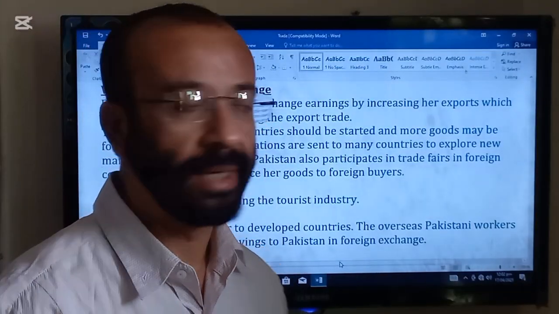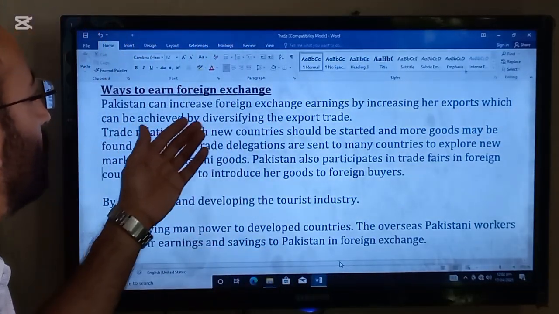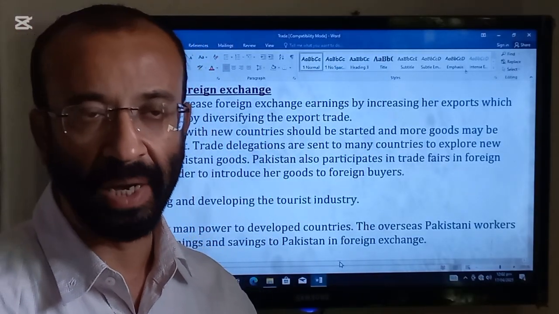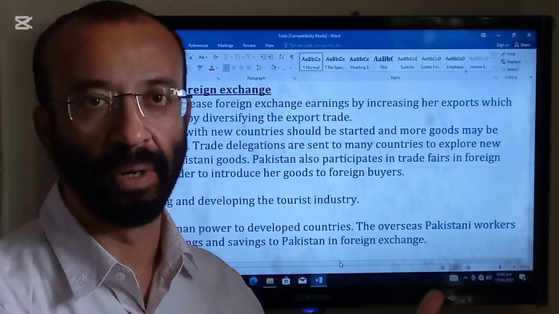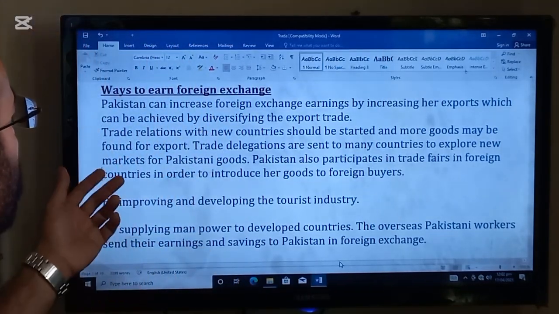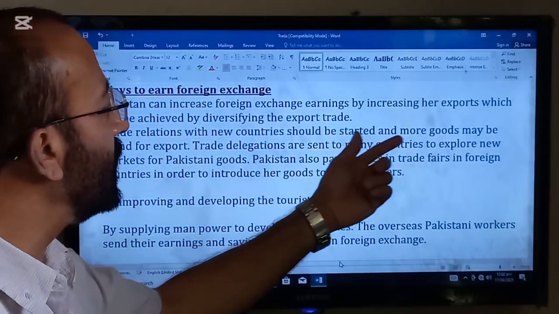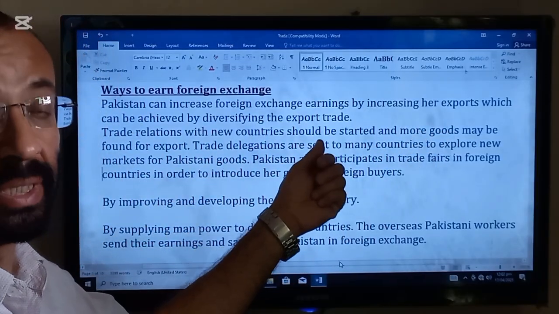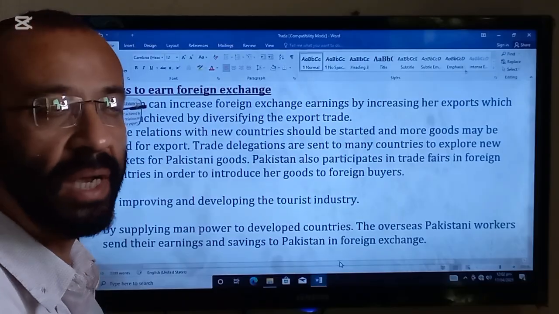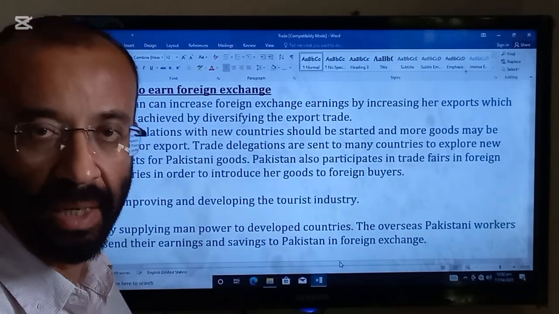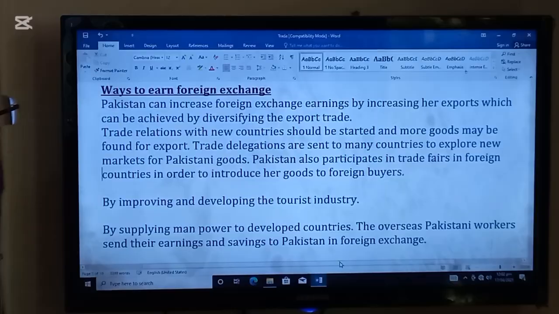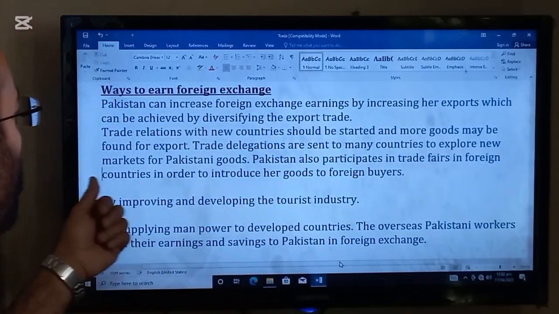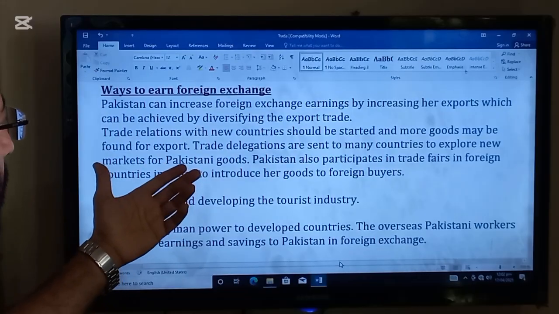The next point in the lecture is ways to earn foreign exchange. So now we are going to read different ways of how Pakistan can increase earning. Pakistan can increase foreign exchange earning by increasing her exports, which can be achieved by diversifying the export trade. So this is the first point. If we diversify different things, we can earn more foreign exchange. Trade relations with new countries should be started and more goods may be found for export. So this is another way.